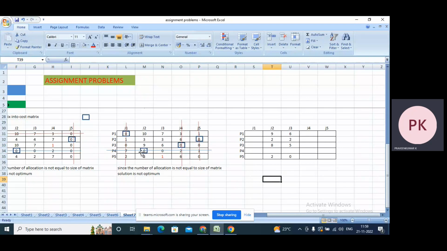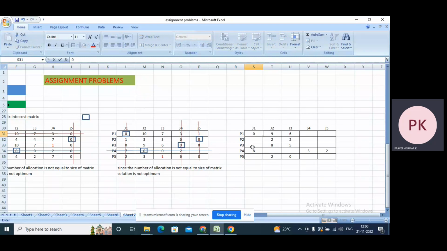Now identify the intersection elements. See, 7 is intersecting horizontally and vertically, so I will add 1 to this element. So this becomes 7 plus 1 is 8. Then here 2 is an intersection element, 2 plus 1, so this becomes 3. Then 1 is an intersection element, I will add 1 plus 1, so this becomes 2. And write the remaining elements as they are.